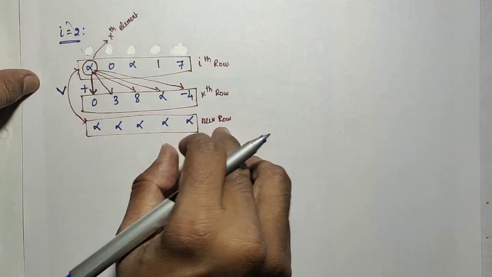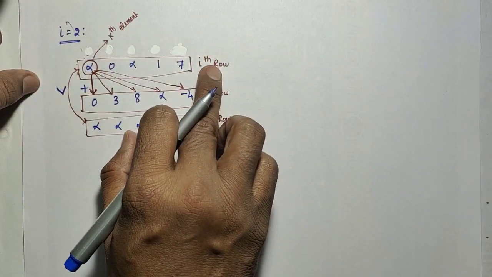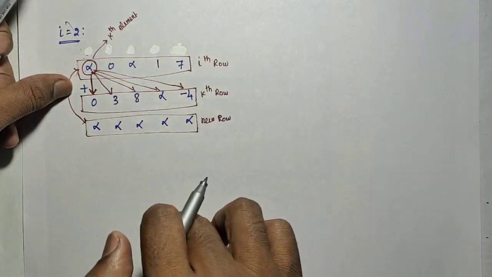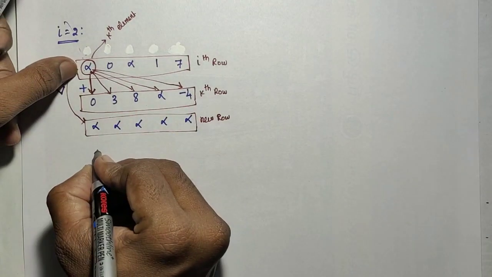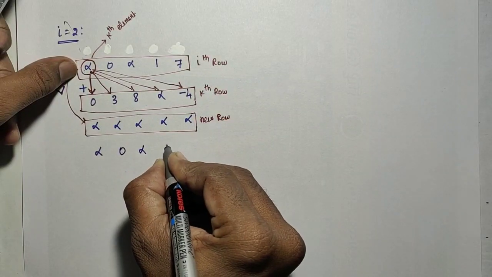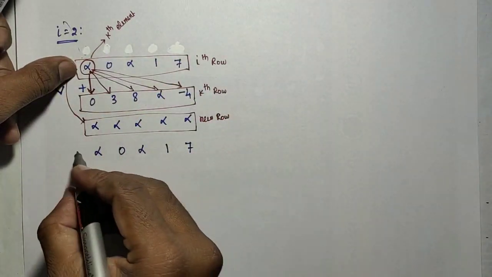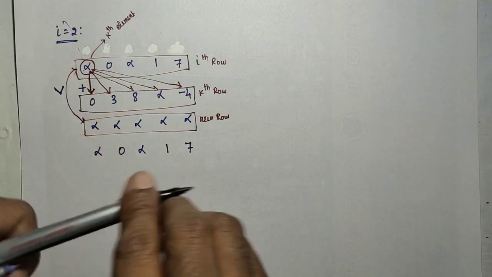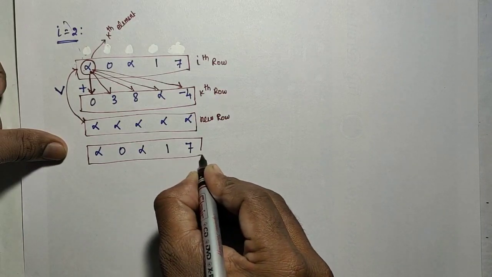any element. So the result is infinity, and there is no change in that ith row. So we can write that ith row as it is: infinity, 0, infinity, 1 and 7. There is no change, as it is we can write. So this is the new ith row.